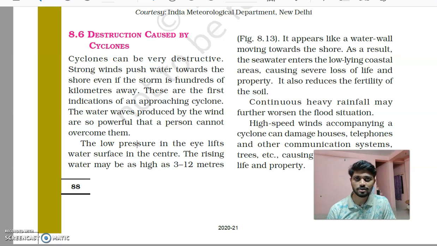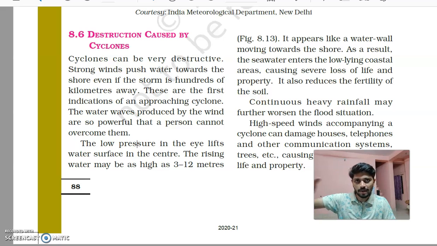So what is the destruction caused by cyclones? As we saw, a cyclone is nothing but a low pressure. So there is a low pressure somewhere and there's a high pressure on the land. So everything gets risen high in the air. Air starts moving at very high speed. The same thing happens even on the oceans or sea.